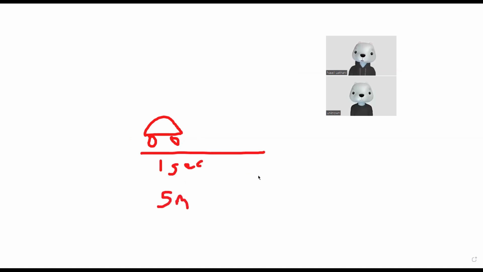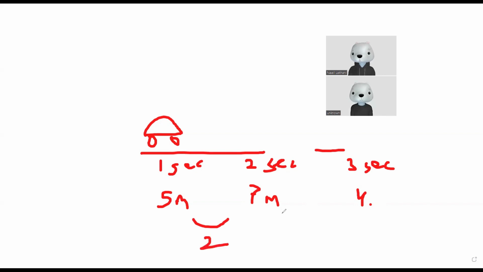Now, basically, let's draw another car, okay? Let's say this car in the first second, it goes 5 meters, okay? Let's say in the second second, I love saying second, it goes 7 meters. Let's say in the third second, it goes 4 meters, okay? You see how this is unpredictable, okay? So 5 to 7, that's a difference of 2. 7 to 4, that's a difference of 3. You see how this is unpredictable?